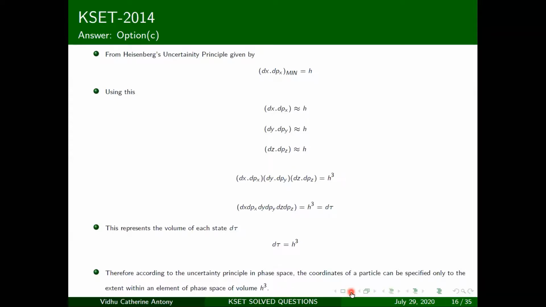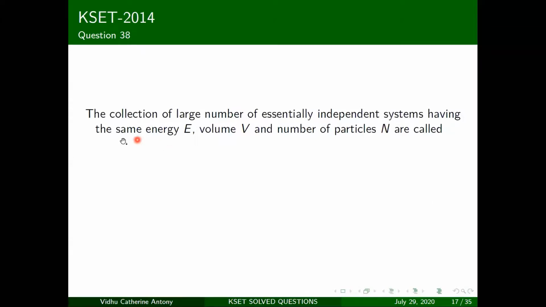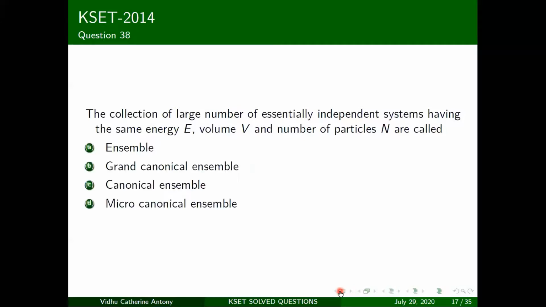Okay, so let's look at this. I think you should automatically pick the answer once you see the options. We discussed these different things; once you do one paper, the next set of papers is like revision. The collection of a large number of essentially independent systems having the same energy E, volume V, and number of particles N is called what? Ensemble, grand canonical ensemble, or microcanonical ensemble.